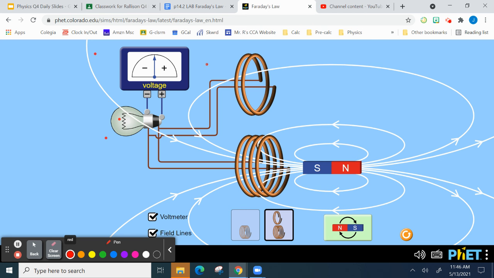That's weird. I'm trying to draw, and for whatever reason, it's not letting me draw. See, that's me trying to draw.